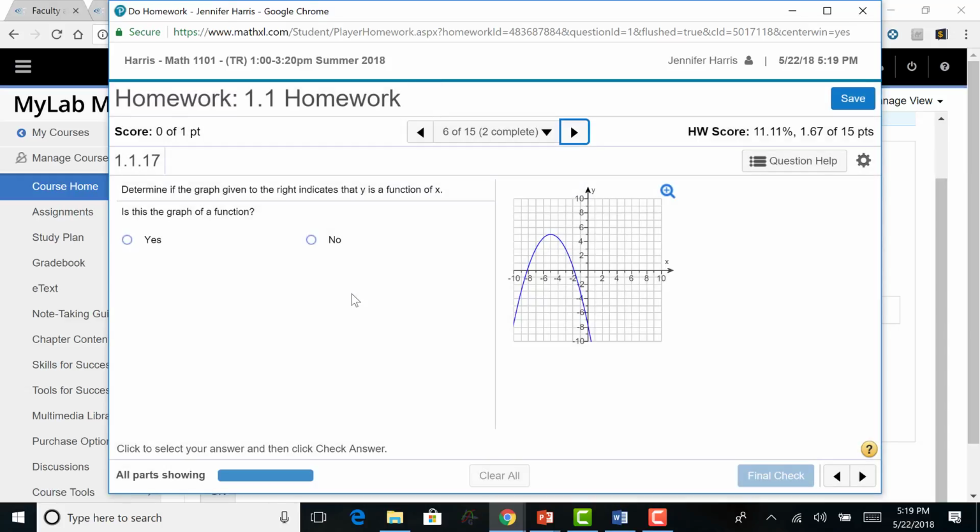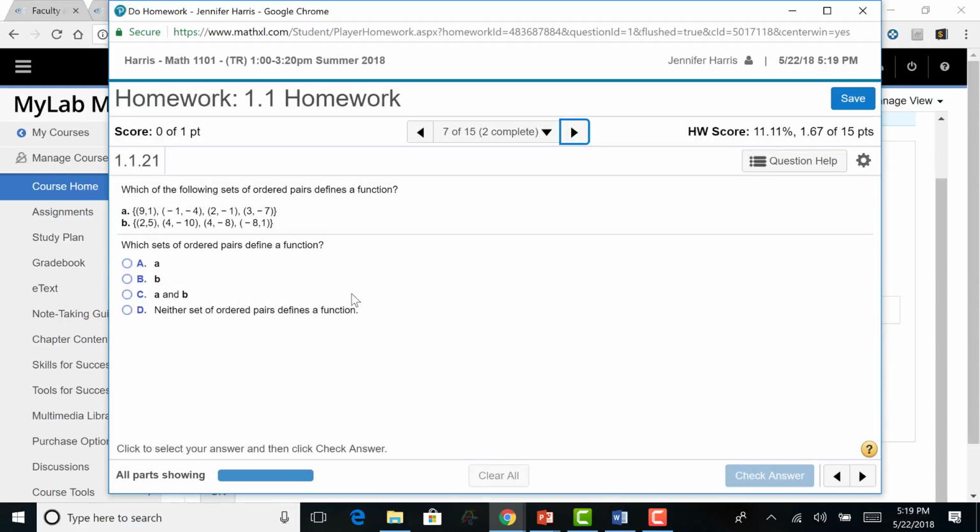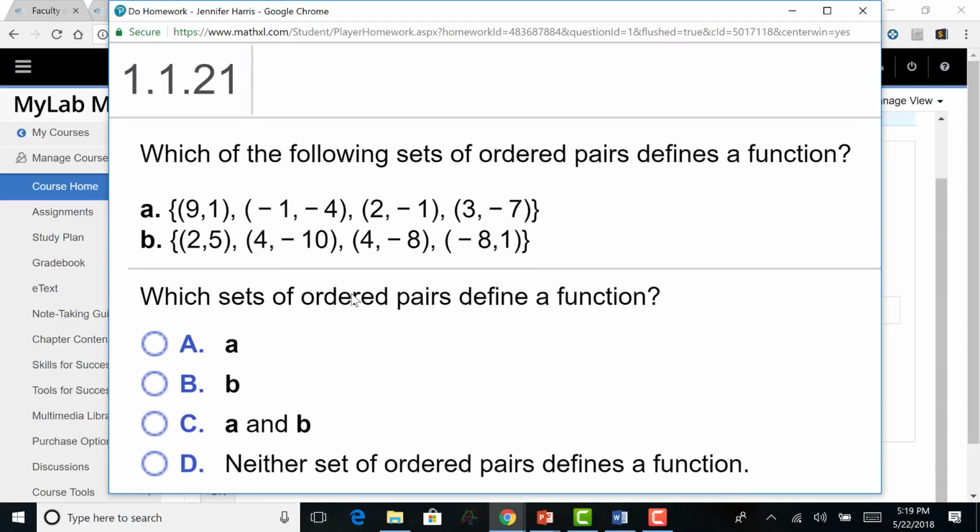Going on to the next one just to see what we're looking like. All right, determine if the graph to the right is y a function of x. Is it a function? Yes. It passes the vertical line test. All right, which of the following ordered pairs defines a function? Let's see, we want to know which of these is a function. A and B. Are they both or just one?